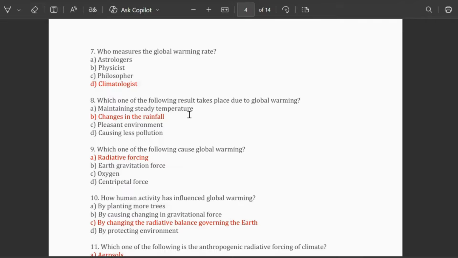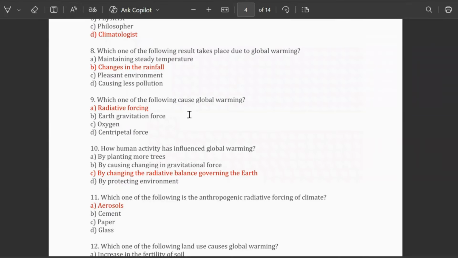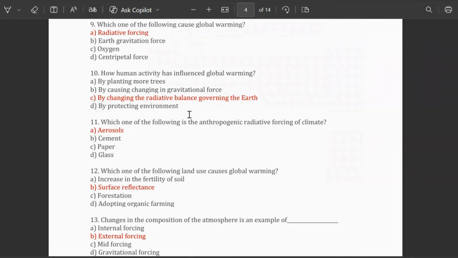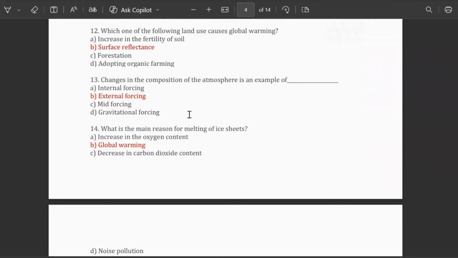Who measures the global warming rate? Climatologist. Which of the following results takes place due to global warming? Changes in the rainfall. What causes global warming? Radiative forcing. How do human activities influence global warming? By changing the radiative balance governing the earth. Which of the following is an anthropogenic radiative forcing of climate? It is aerosols. Which of the following land uses causes global warming? Surface reflectance. Changes in the composition of the atmosphere is an example of external forcing.